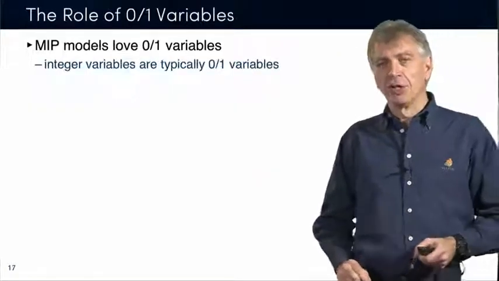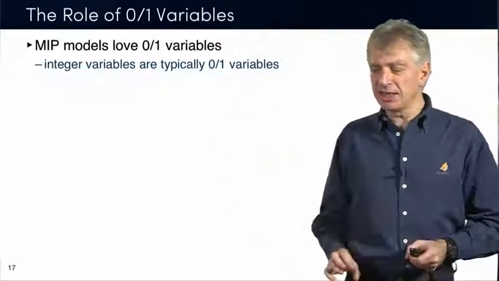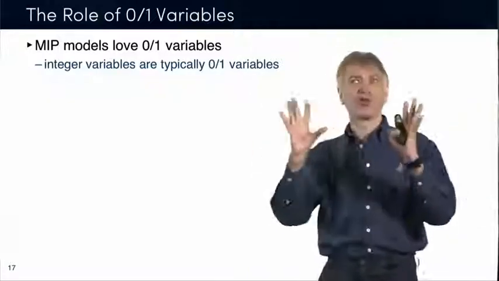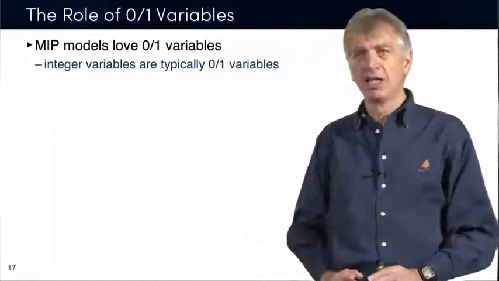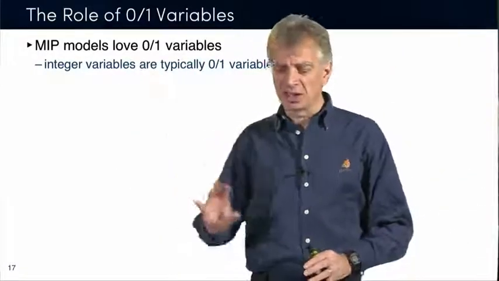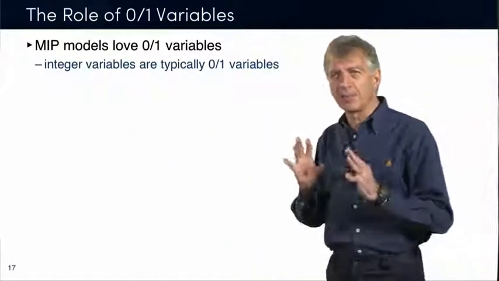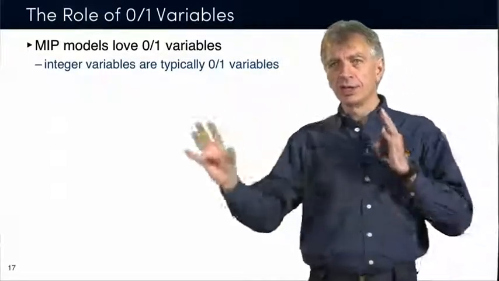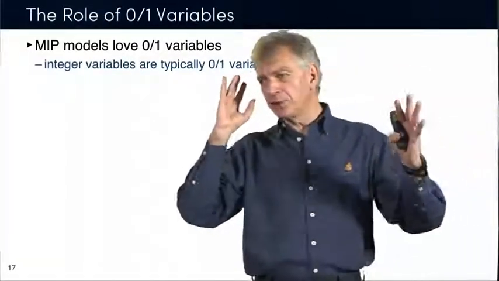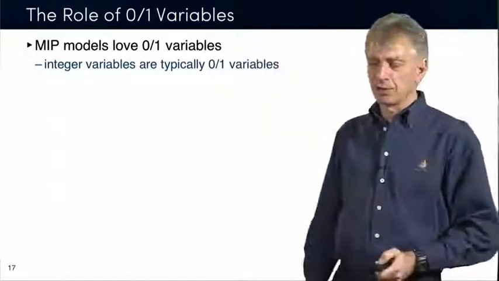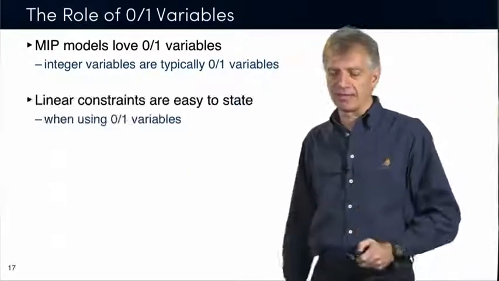Okay, so the thing is that in general MIP models love 0, 1 variables. You'll see a huge amount of 0, 1 variables in MIP models. You'll see typically very few integer variables. The integer variables are typically going to be 0 and 1. So MIP models like to have decisions which are actually yes or no. Very different from constraint programming models in that sense.